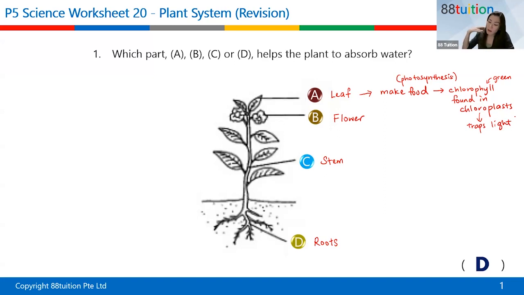Next. Making food is not just about chlorophyll. In the chloroplast, what else will it need? What else do you think is needed? It's like a full summary. Yeah, correct. Wow. Evan, how do you know it's called CO2?